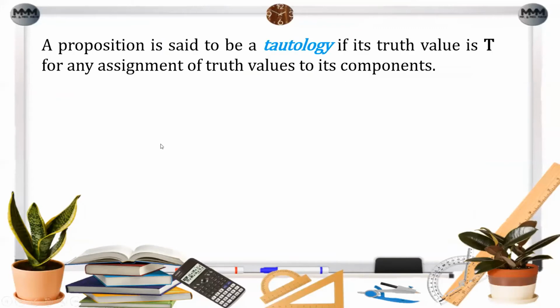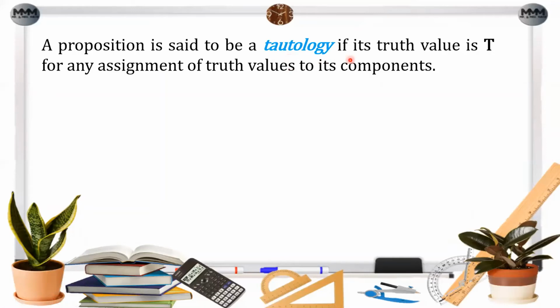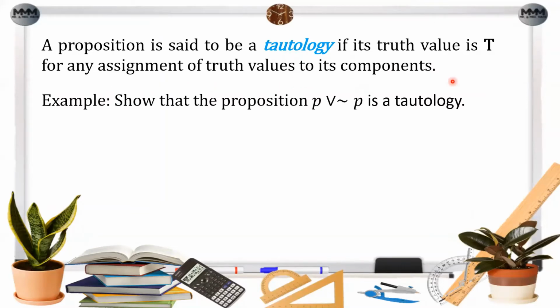So the next is tautology. So what is a tautology? A proposition is said to be a tautology if its truth value is T. It means true for any assignment of truth values to its components. For example, let us try to show whether this compound proposition here is a tautology. It means in the last column, all the truth values are true. So you can see all are T in our truth table.